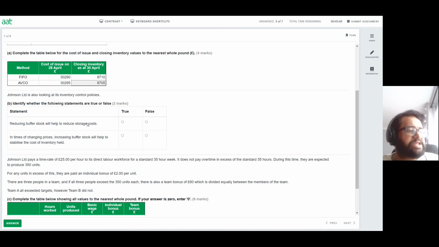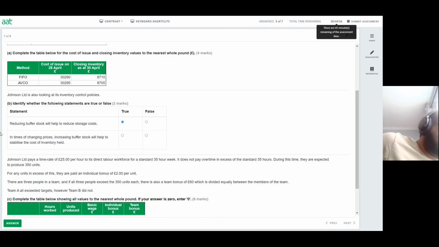That buffer stock is something, you know, for a rainy day, because you may end up having a very busy period, you will end up selling your normal stock and suddenly you have some reserve that you can sell. You would rather sell something than, without selling anything, you will get no money. But holding the buffer stock will cost you some storage space, isn't it? And then of course it's going to cost you money there. So if you maintain it at a lower level, your storage cost is also going to come down there. So that is true. It will help. Of course, it will help. In terms of changing prices, increasing buffer stock will help to stabilize the cost of inventory held.